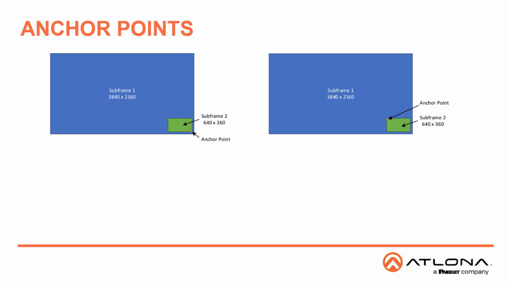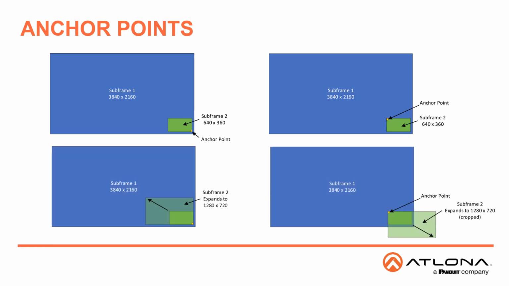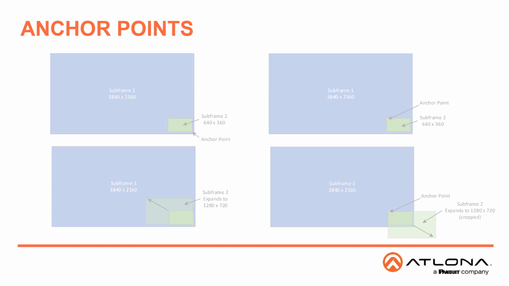The image on the left of the multi-view is configured as picture-in-picture, where the picture-in-picture subframe has its anchor point configured at the bottom right, and the incoming stream is 640 by 360. The image on the right is the same with the anchor point in the top left. Let's see if the resolution of the PiP changes to 1280 by 720. The image on the left grows in size, but the image on the right grows outside of the display.